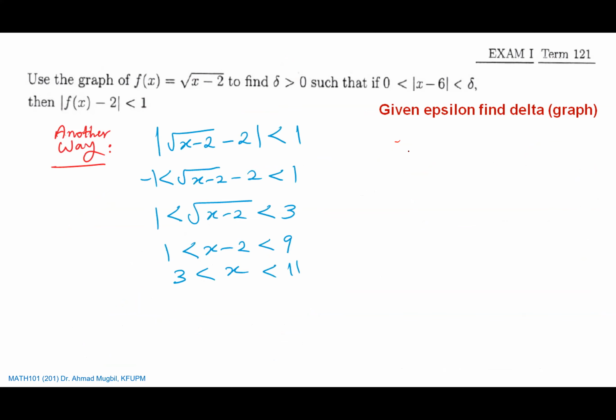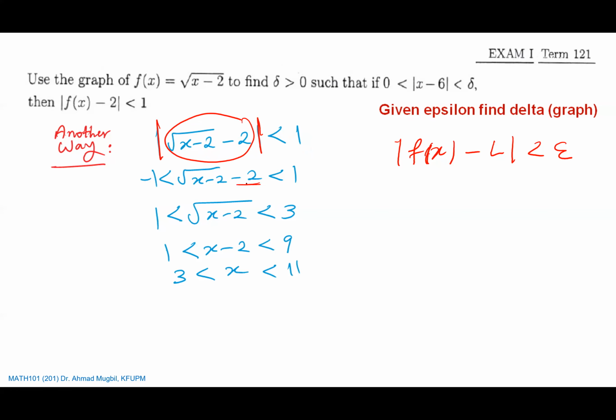You will start with the definition. Do you remember? You will start guessing a value for delta. So this is |f(x) - L| < epsilon. Epsilon is given to us. This is epsilon, this is L, this is the function. Now what you will do is simplify using the definition of the absolute value. This means that what is inside the absolute value will be less than 1 and greater than -1.